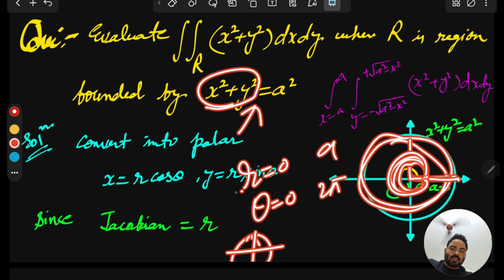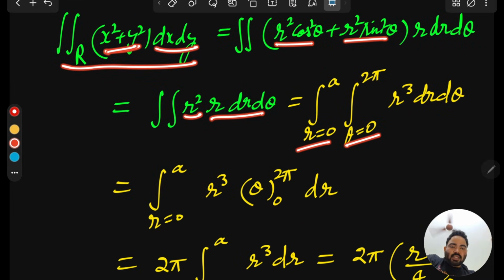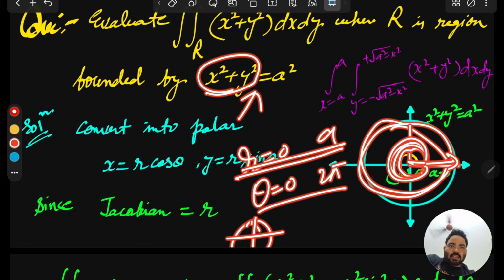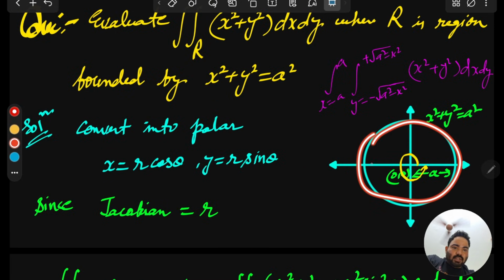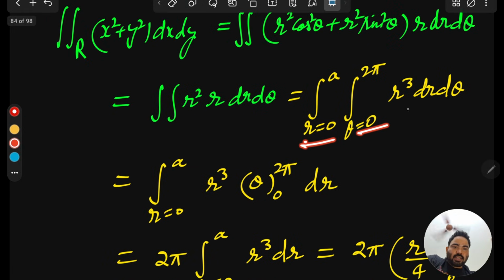So your theta range is 0 to 2 pi, and r is 0 to a. So now the limits will become r is 0 to a, theta is 0 to 2 pi, inside this circle. So you will evaluate over this circle. Inside this circle you can easily integrate. r is moving 0 to a, theta is moving 0 to 2 pi, and this is constant, so you can do any of the ways first.